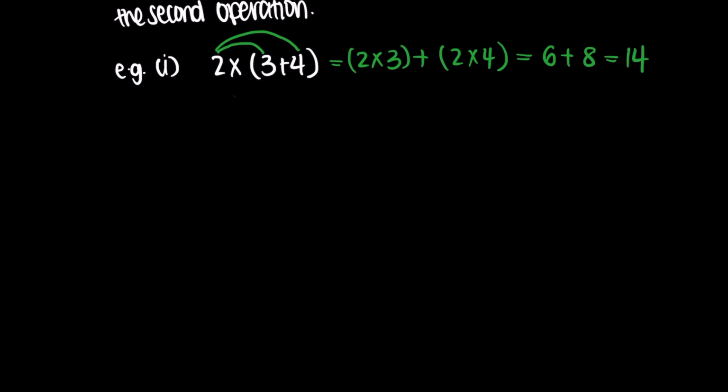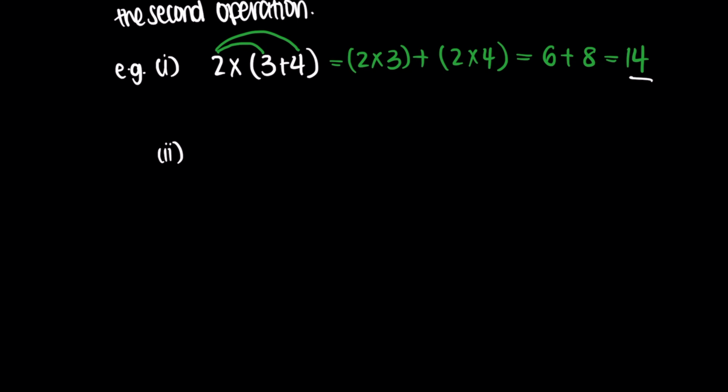And we can also check if this answer is correct by just doing what we'd normally do when we'd answer questions like that, and it will be applying the BODMAS rule. So we do the brackets first, 3 plus 4, which is 7, and 2 multiplied by 7 is 14. So we got the same answer.